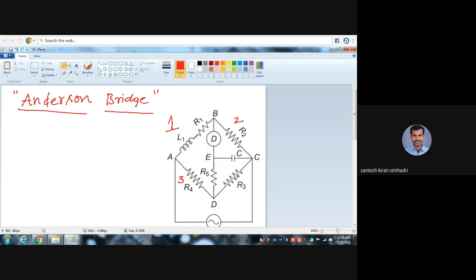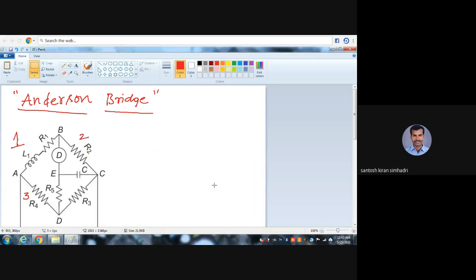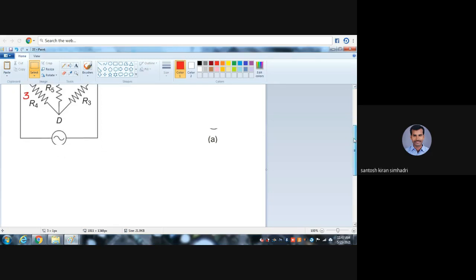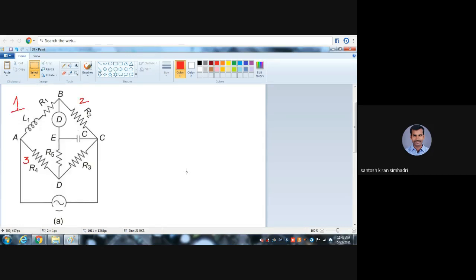So I would like to segregate it into different arms. The discussion is very simple, no issue. I will explain in detail. I will copy this one on the left-hand side, then later I will draw the modified circuit diagram on the right-hand side.